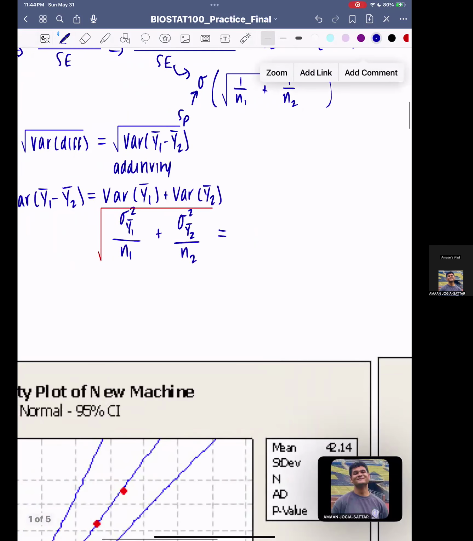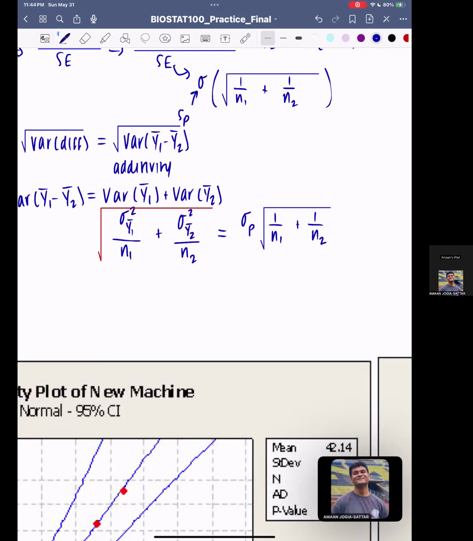There's one more thing we were just talking about, which is that we assume homogeneity of variances, which means that we assume that the variances are approximately equal to one another. So this term and this term are going to be equal. Okay? So what do we have? Sigma, I'm just going to say pooled, times the square root of 1 over n1 plus 1 over n2.